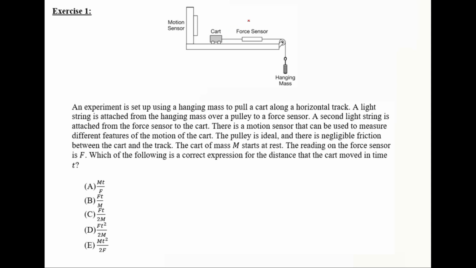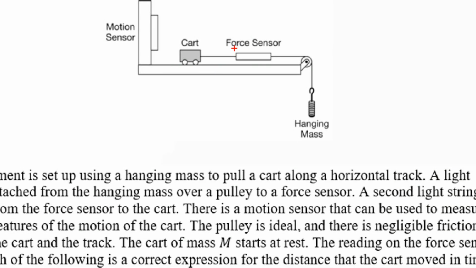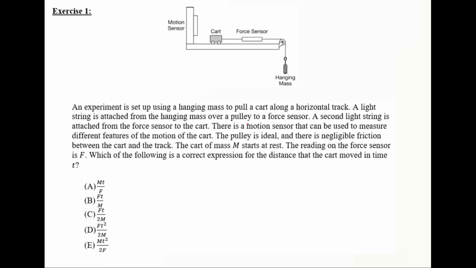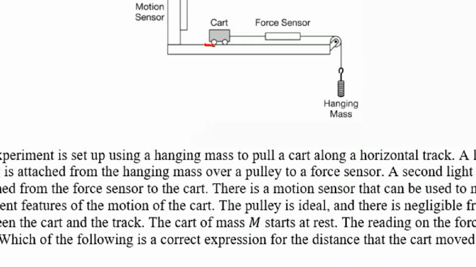So here we have a cart that can move on a level surface. From this cord we connect a force sensor, so this force sensor is measuring the tension along this cord, and from the other end we connect a cord that passes through the groove of a pulley, and we have a hanging mass. There is a motion sensor that can be used to measure different features of the motion of the cart. The pulley is ideal, this is important, which means that all previous argumentations here work perfectly, and there is negligible friction between the cart and the track, so friction here is neglected.